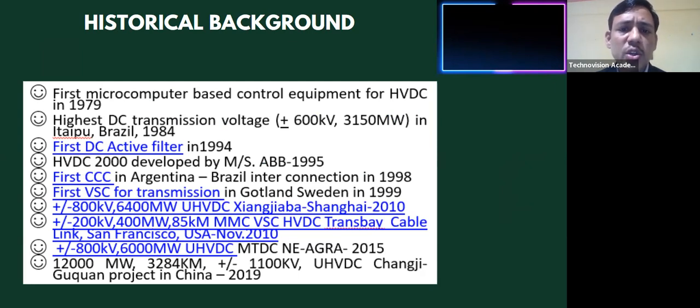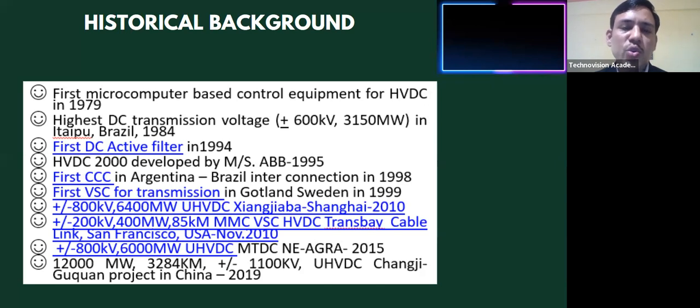This continuous evolution in this technology is going on. The highest DC transmission voltage, plus minus 600 kV, was in Brazil in 1984. Again, the first DC active filter was developed in 1994. Then the concept of HVDC 2000 was introduced by ABB in 1995. Later on, the first triple C HVDC, the Argentina and Brazil interconnection, came in 1998.